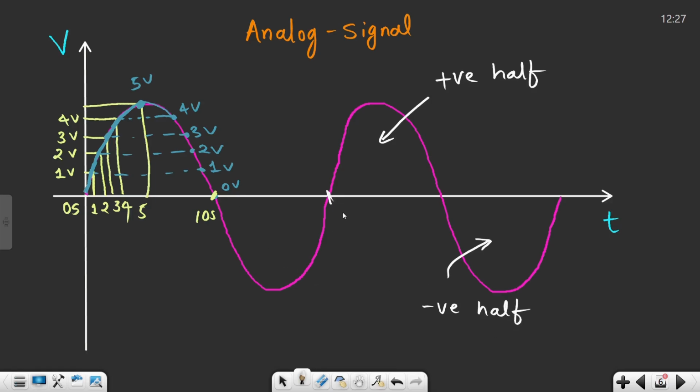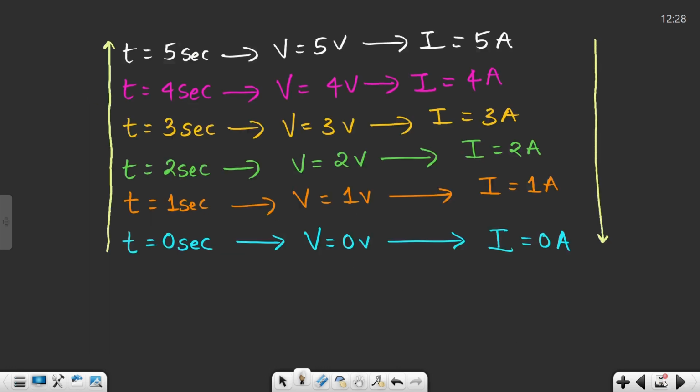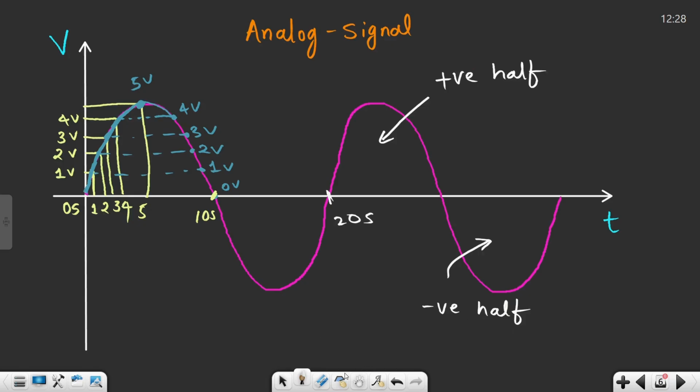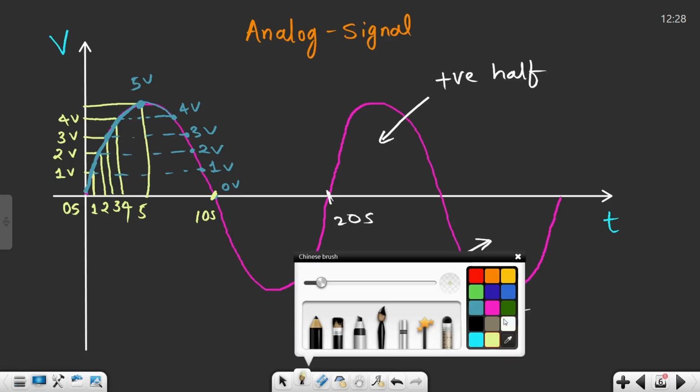How exactly will you achieve, let's say from 10 seconds to 20 seconds, this particular signal? It's pretty simple. Your time is going to increase, that's the only thing. And the values you feed over here, you just need to put as negative, all of them as negative. From 0 you are moving to minus 1, minus 2, minus 3, minus 4 and minus 5, and eventually you will again come back from minus 5 volts to 0 volts. I'll just show it to you. Okay, you just take it as your homework.